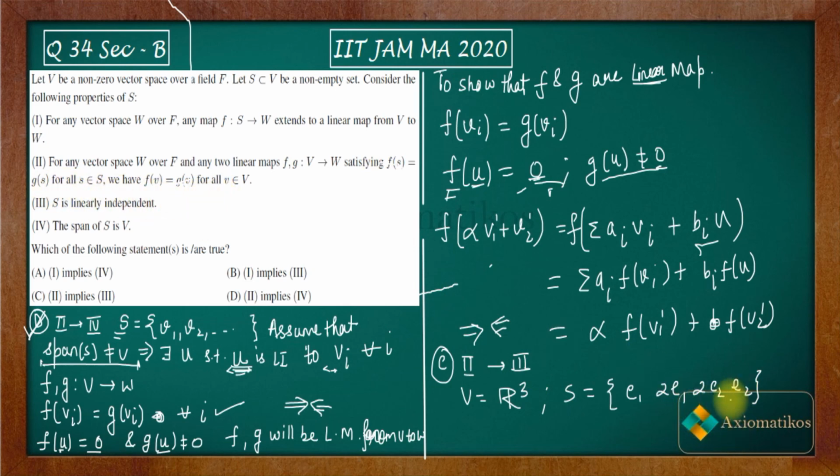You should have E3 here, because right now you proved that span of S is equal to V. That is why, I am considering S to be E1, 2 E1, 2 E2, E2 and E3. It is a linearly dependent set, and I am saying that you will be able to prove that it satisfies everything here, but S is not linearly independent. Alright, so I will finish this video here.